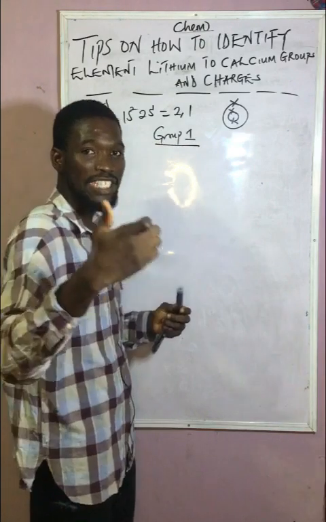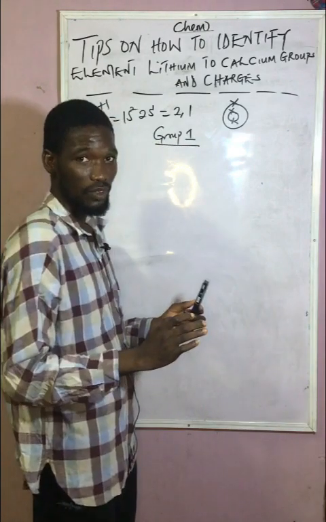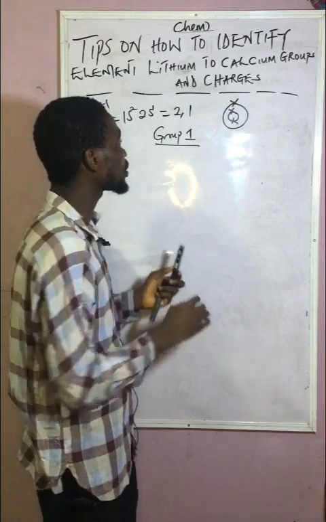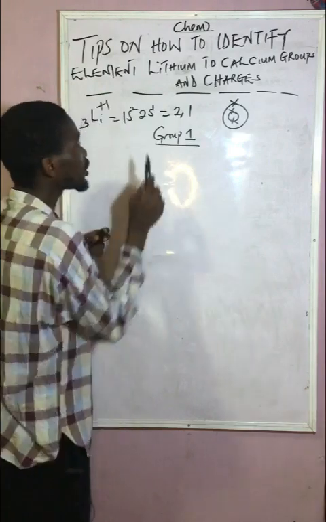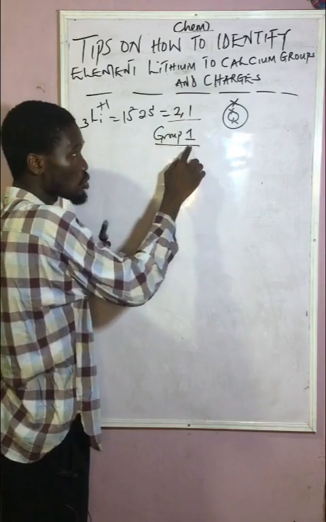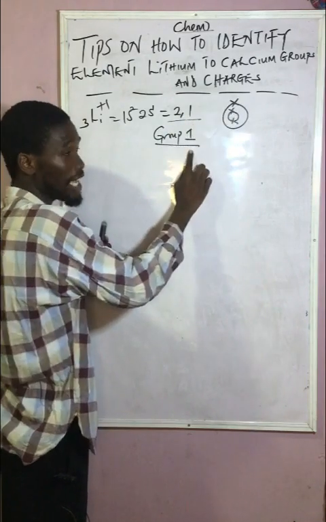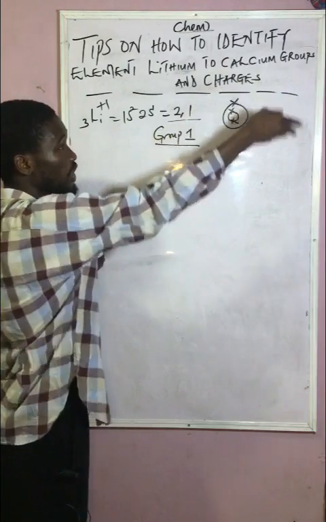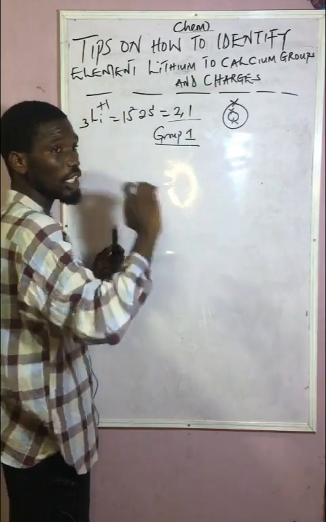And how do we identify the period? Is that clear now? How do we identify the period? You will count the number of shells, just like what you have here now. We are having 1 here as group 1. So when you count the number of shells you have there, it tells you the period.